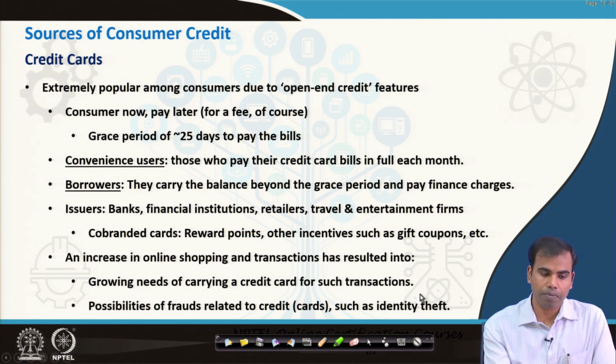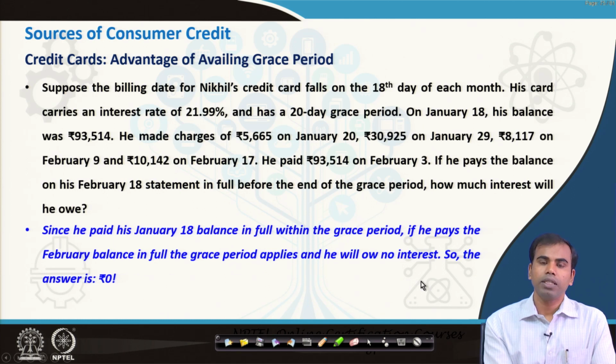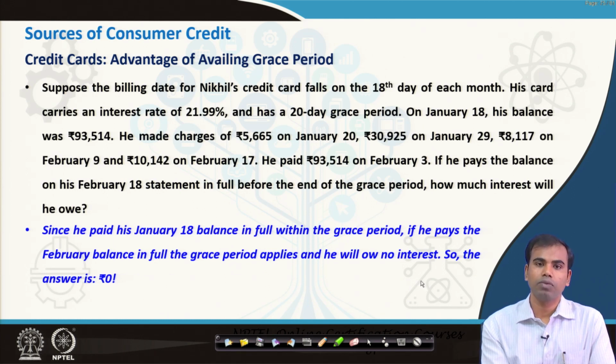With these features associated with credit card issuance and the usage of credit cards by individuals, we need to understand how these features actually translate into real money transactions, or the losses or gains for the users as well as for the card issuing companies and other merchants. So, one example here has been cited in terms of the grace period.